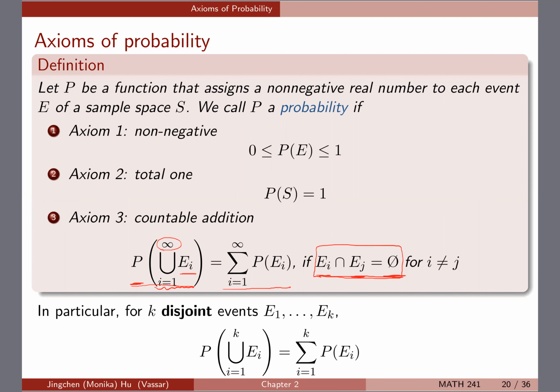And for disjoint events, if you have k disjoint events, disjoint meaning that there is no overlapping between any of them, then the probability of the union of the k disjoint events will just be the sum of the k probabilities of each of the events. Okay? So those are the three axioms of probabilities. They are super important to keep in mind, and the future material we cover in this semester is based on these three axioms of probabilities.